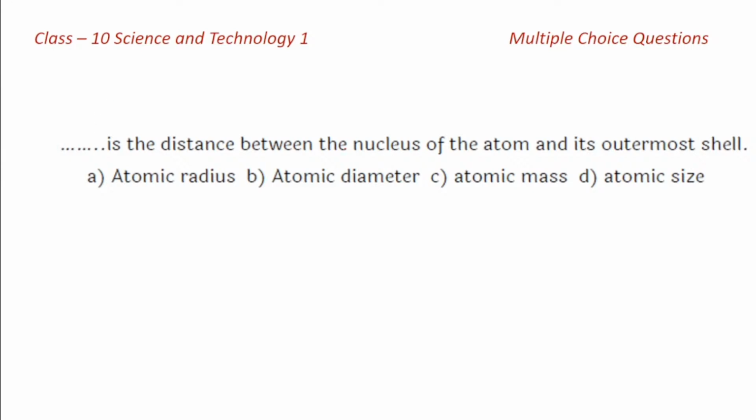Dot dot is the distance between the nucleus of the atom and its outermost shell. First option is atomic radius, atomic diameter, atomic mass, and atomic size. The correct answer is option A. Atomic radius is the distance between the nucleus of the atom and its outermost shell.